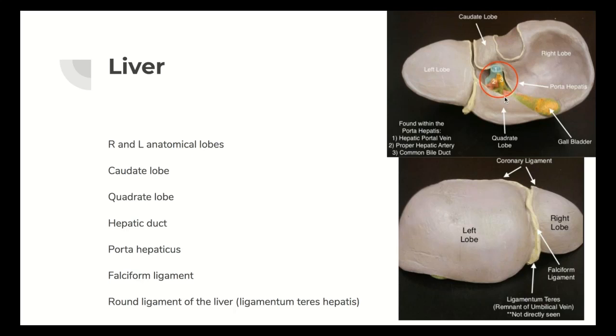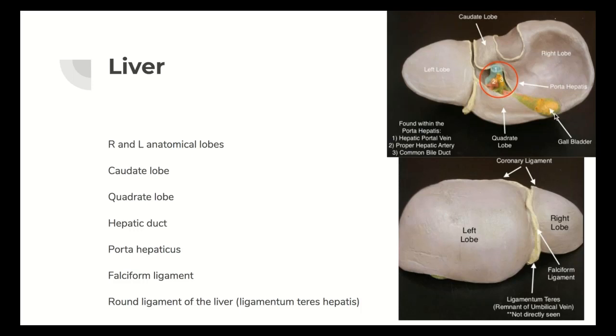Now we have the hilus type area also of the liver, except because it's liver, we call it the porta hepaticus. The porta hepaticus actually contains the hepatic portal artery, the hepatic portal vein, the proper hepatic artery, and the common bile duct. So all of those players are going to be coming out through there.